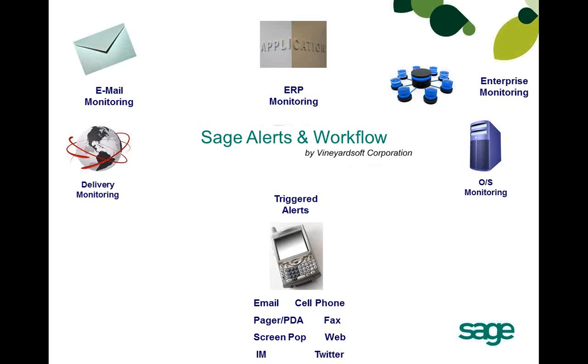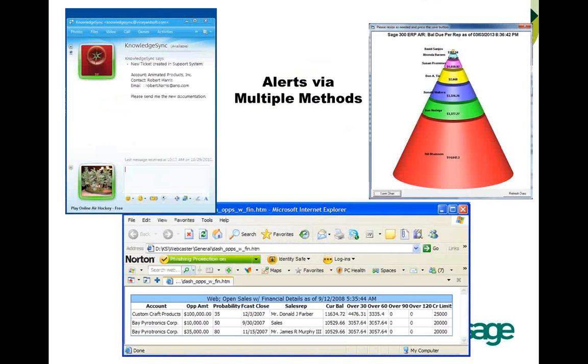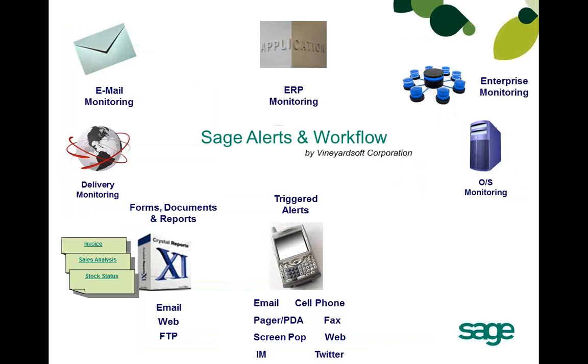We often get asked, what email systems does Alerts and Workflow support? Does it support hosted email such as Gmail, Hotmail, Yahoo Mail? Does it support Exchange or POP3 or SMTP mail? The answer is yes to all of them. Alerts and Workflow also support some more sophisticated alert delivery methods. We mentioned instant message, as well as web-based dashboard, and even graphic alerts. All of these alert delivery methods are part of Sage Alerts and Workflow.